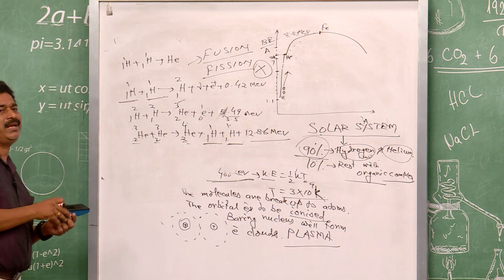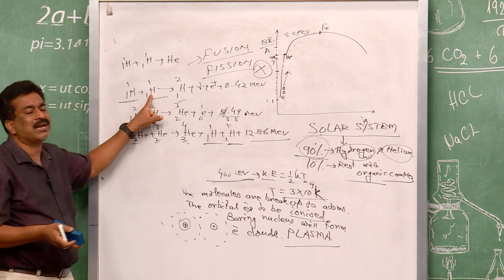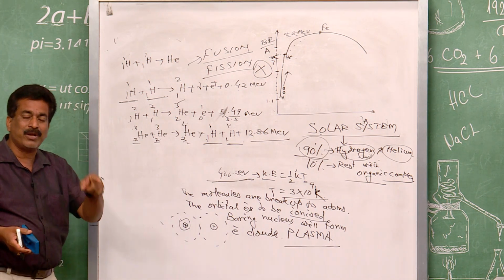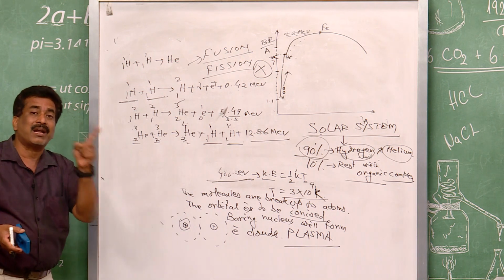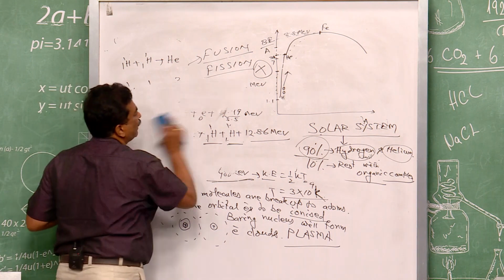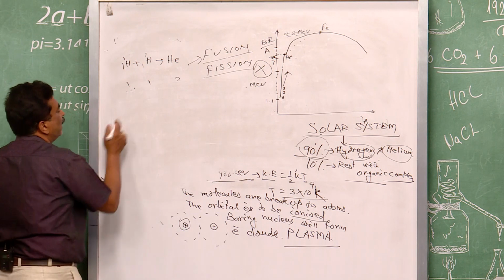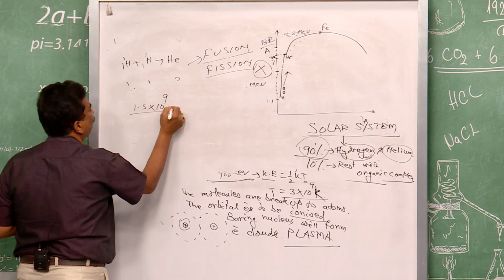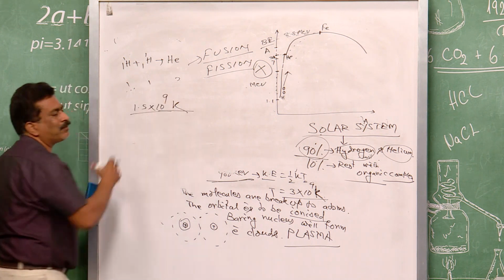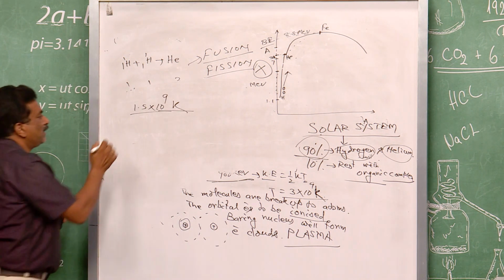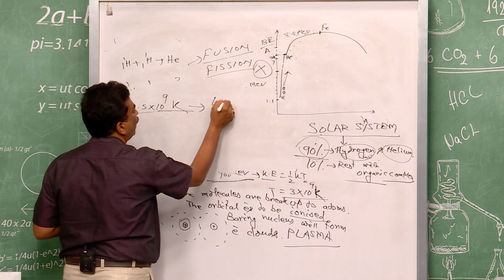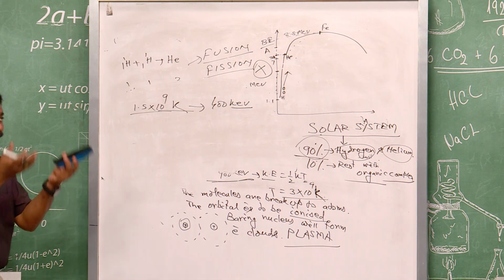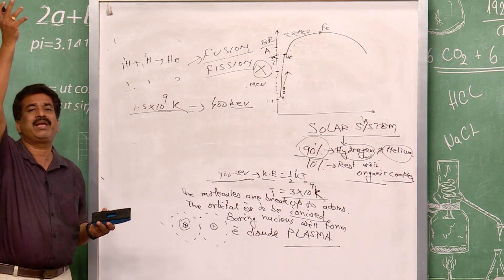But the question is, how do H and H combine? If H and H are to combine, it requires a certain amount of energy. What amount of energy is required? That is equal to 1.5 into 10 to the power of 9 Kelvin. This heating effect is required, and it will be provided from the kinetic energy of 400 keV. So how is that temperature created there?